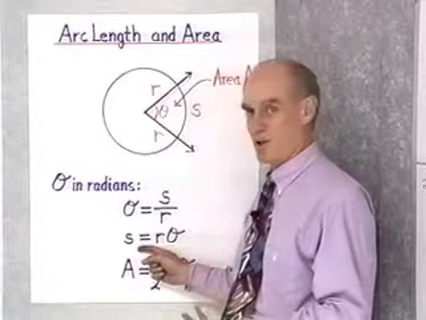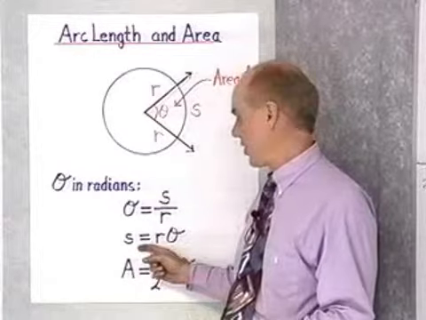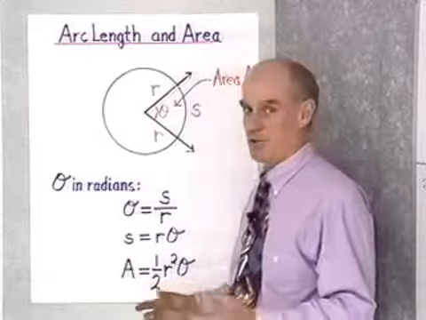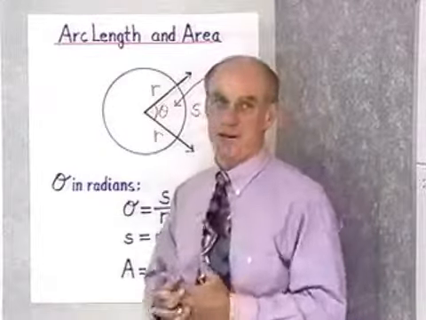The new one is really an old formula written a new way for arc length, and then area of a sector, that's a new formula. Let's go to the board and work our first problem.